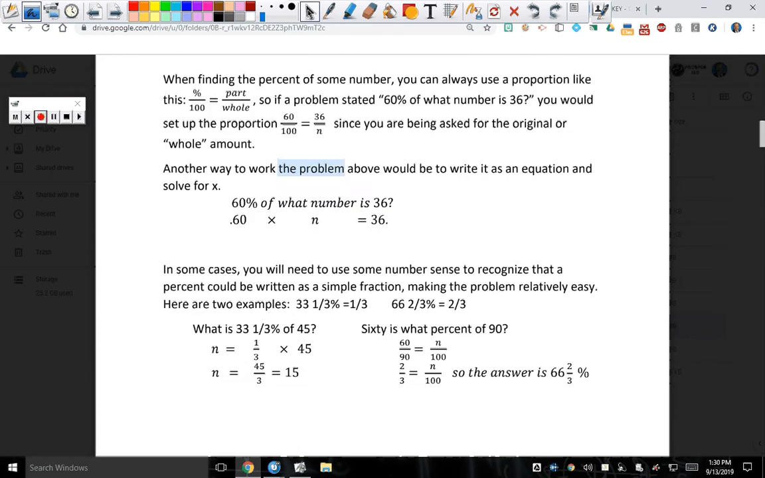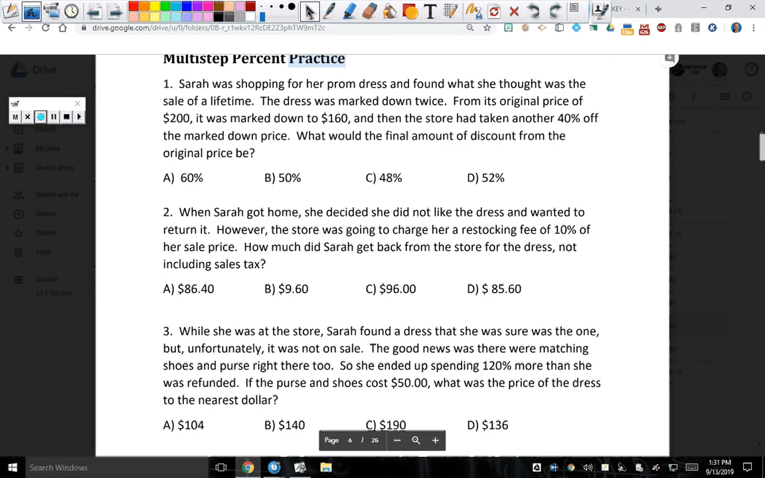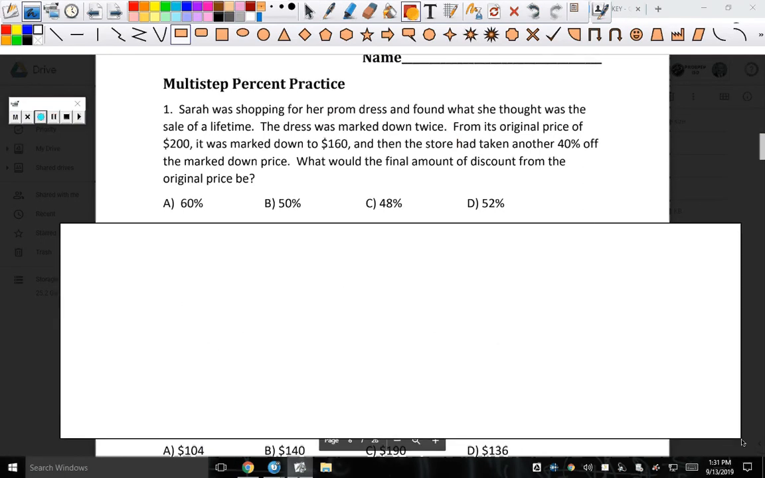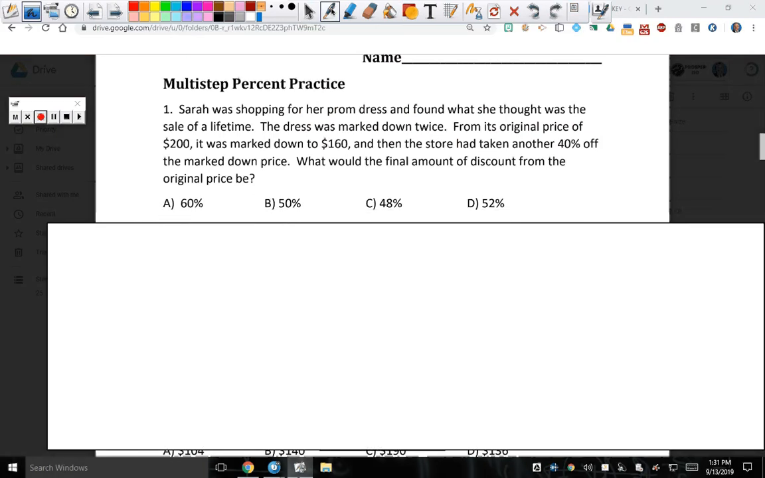Let's go now to the multi-step. Alright, Caden. Sarah's shopping for a prom dress and found what she thought was the sale of a lifetime. The dress was marked down twice. From its original price of $200, it was marked down to $160. And then the store said that they wanted to give another 40% markdown. What would be the final amount of the discount from where you started to what it would end up becoming?